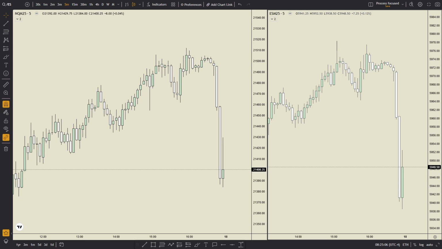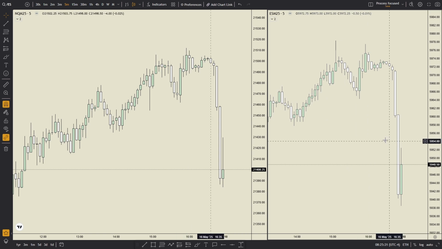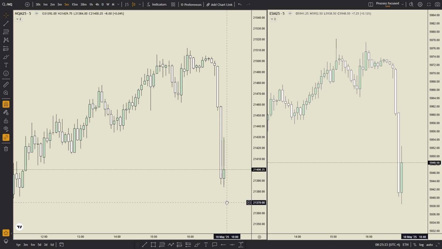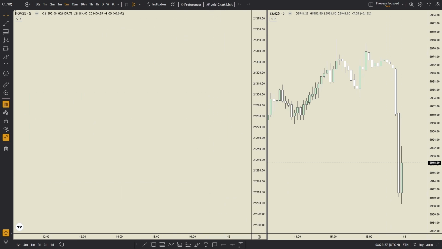Okay, so for today's video, I'm going to be going over SMT divergences. Now, hopping straight into this, there's two things that you're going to need for this concept, and that is a correlated pair. So I've got NQ and ES, which is the most correlated pair, and this is what I currently trade every single day. So I'm just going to go over the basics right now.